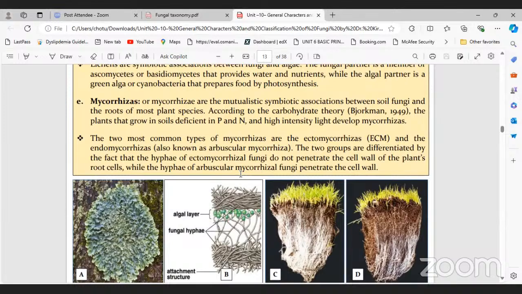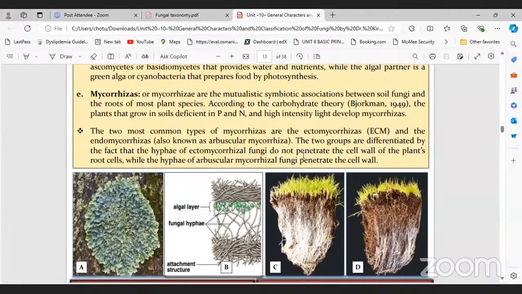ectomycorrhizas, ECM. What is that one? Ectomycorrhizas, that is the ectomycorrhizas, ECM. And the endomycorrhizas, also known as arbuscular mycorrhiza. This is called arbuscular mycorrhiza. The two groups are differentiated by the fact that the hyphae of ectomycorrhizal fungi do not penetrate the cell wall of the plant root cell, while the hyphae of arbuscular mycorrhizal fungi penetrate the cell wall. This is the mycorrhiza.